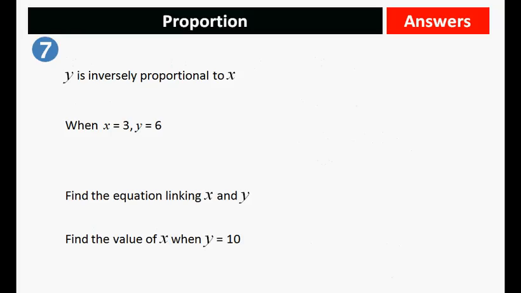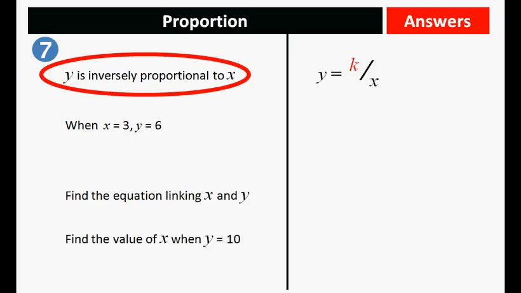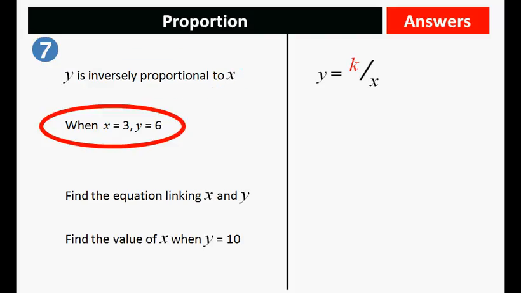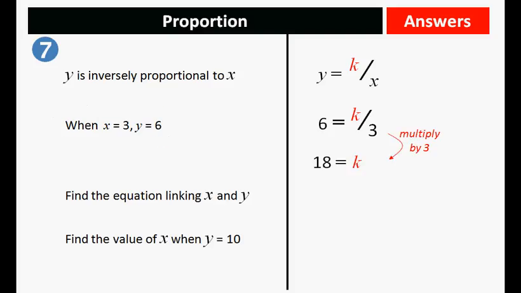Now in question 7, we've got one that's inversely proportional. So in this case, y is going to be something divided by x. We've got two values for x and y, so we can put those in, and we get that 6 equals something divided by 3, and it's very easy to work out from that that the missing value is 18.